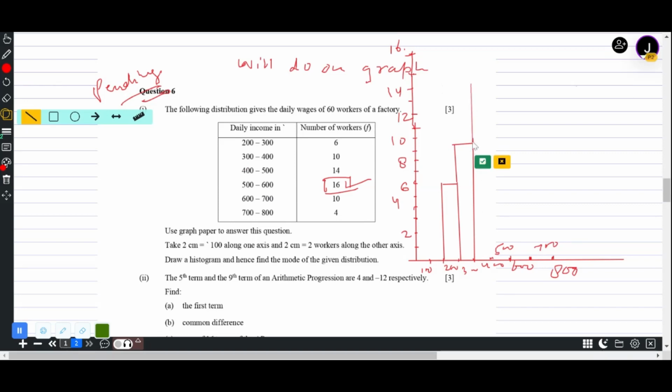So what is the value from 500 to 600? 500 to 600 is 60. So that is plotted. Okay, 1, 2, 3, 4, 5.